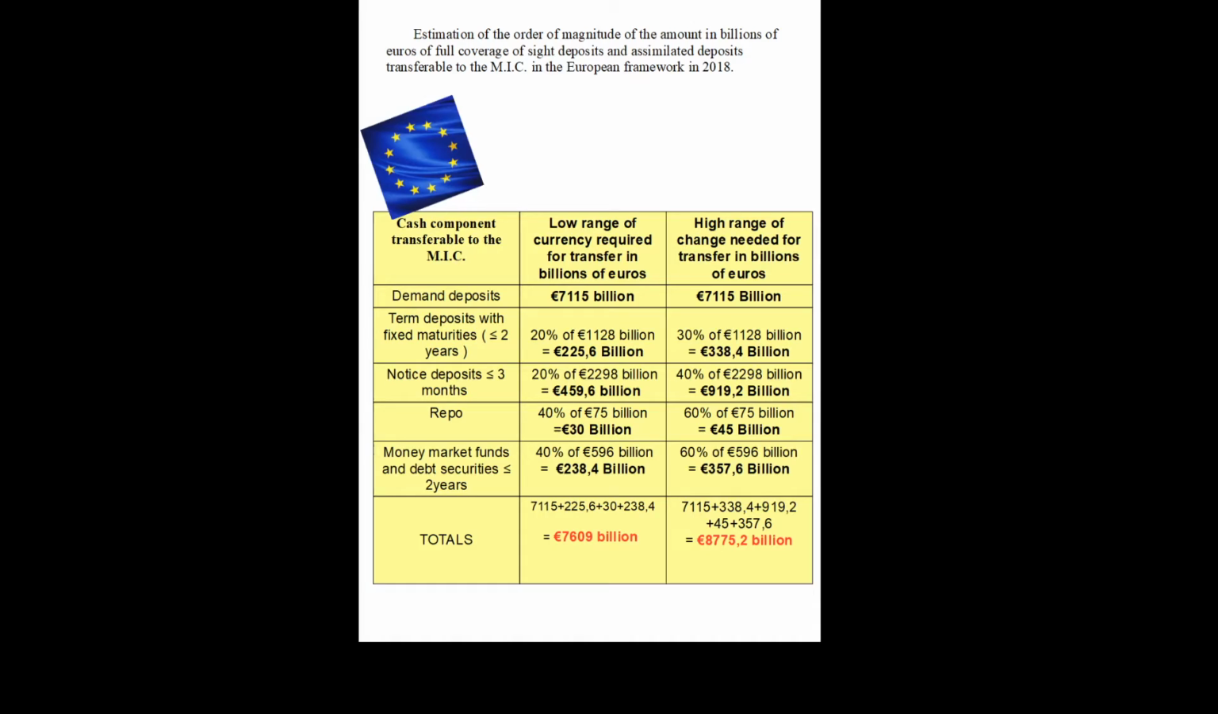For deposits redeemable at notice up to 3 months. 20% of €2,298 billion. That is €459.6 billion for the low and high bands. 40% of €2,298 billion. That is €919.2 billion. For interbank loans. 40% of €75 billion. That is €30 billion. And for the high end, 75% of €75 billion. That is €45 billion. For UCITS and debt securities up to 2 years.